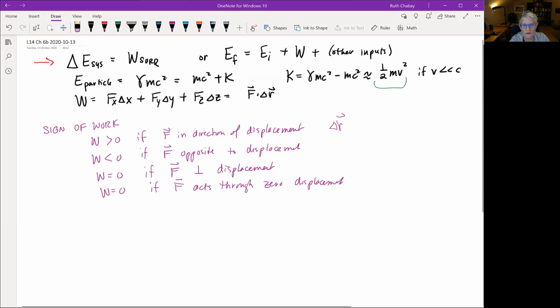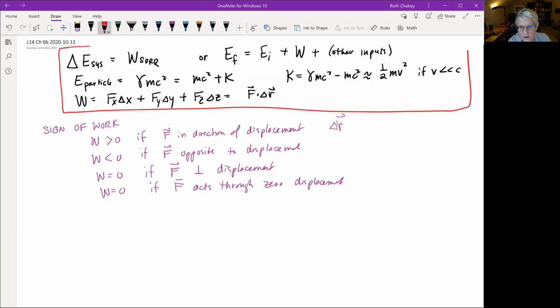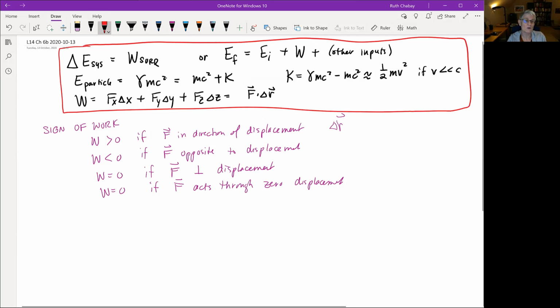Now, what do you need to know of all this? What you need to know is this, and by know I mean memorize. So you need to know the energy principle, just like you need to know the momentum principle. And to make sense of the energy principle, you need to know the definition of particle energy and the definition of how to calculate work. So those are things you need to have memorized and be on top of.